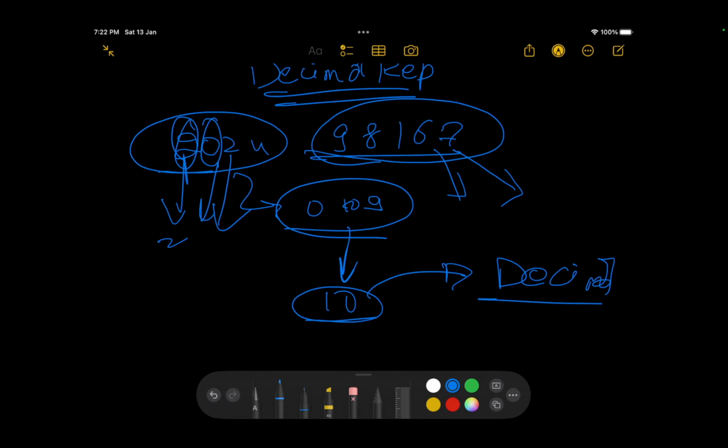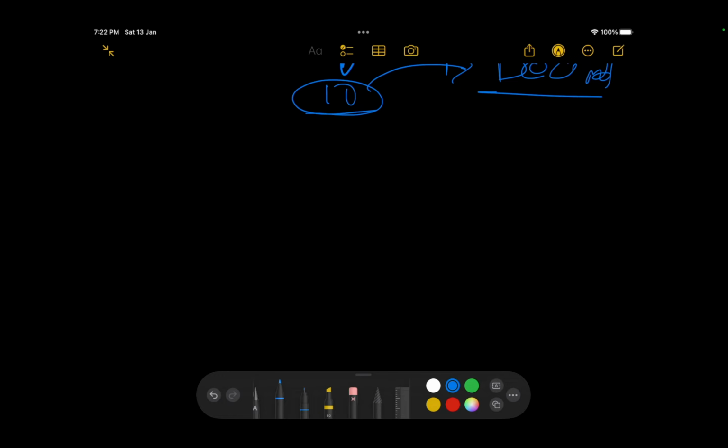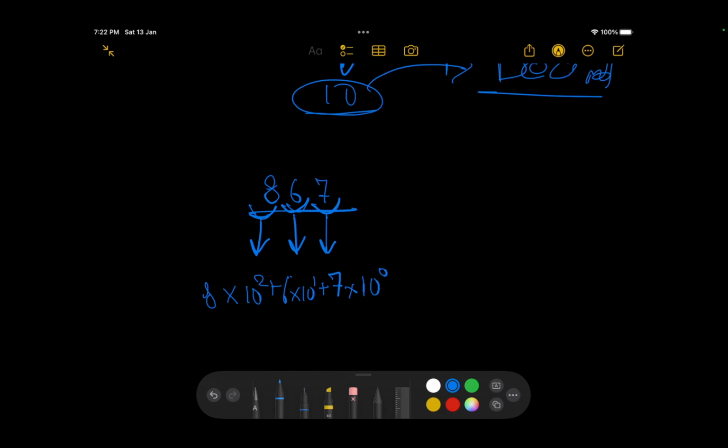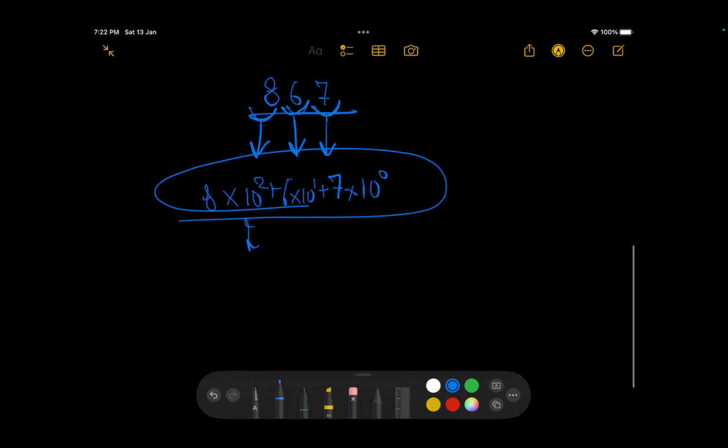Now let's have a look how we even perceive these numbers. Let's look at a very random number, let's say 867. 7 is said to be at 1's place, 6 is said to be at 10's place, and 8 is said to be at 100's place. So we call it 867. Now over here, if you look, then we can write it as 7 into 10 to power 0 plus 6 into 10 to power 1 plus 8 into 10 to power 2. Then it becomes 800 plus 60 plus 7, that gives you 867.